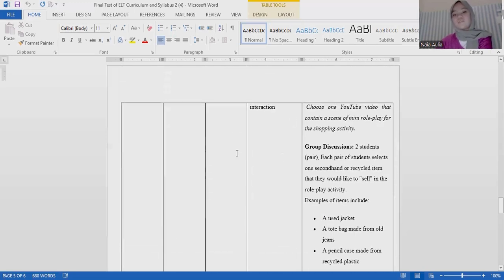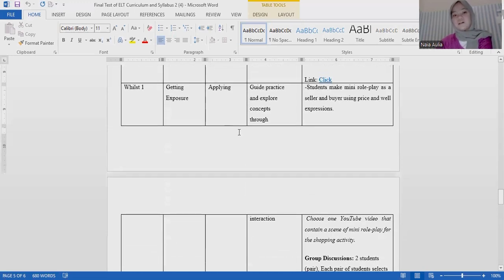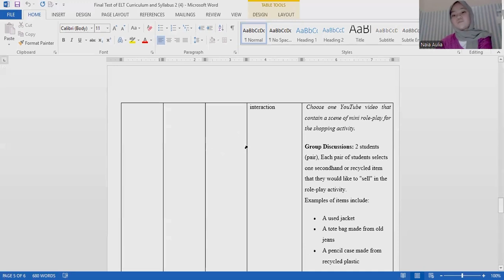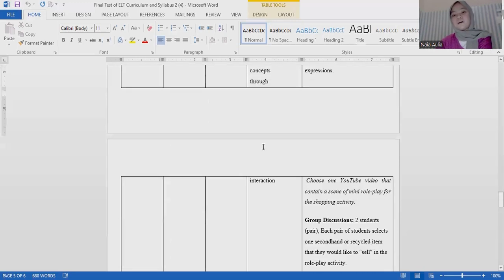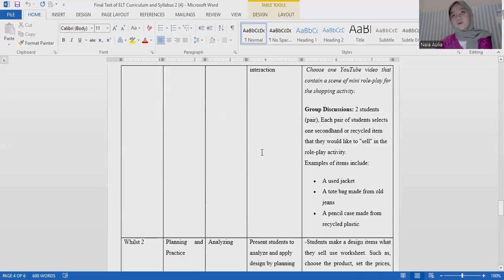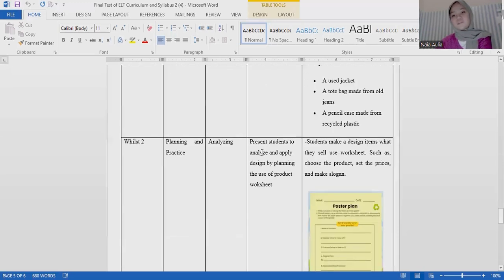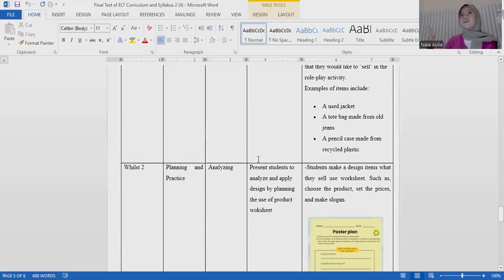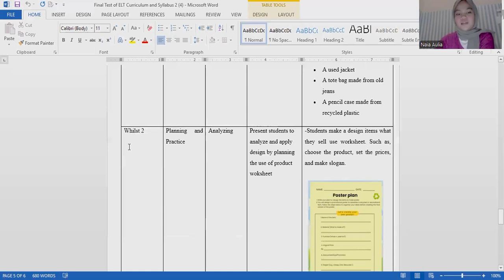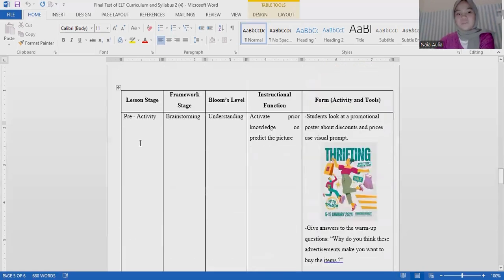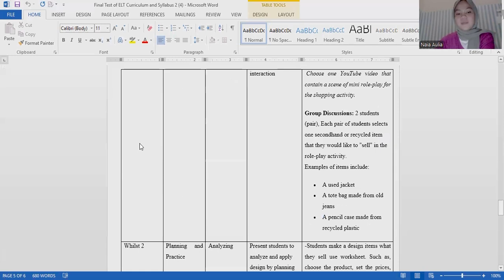The reason for this WILES one is how they apply their activity to practice and explore interaction before going through the next activity. And the WILES two in the framework stage is planning and practice.